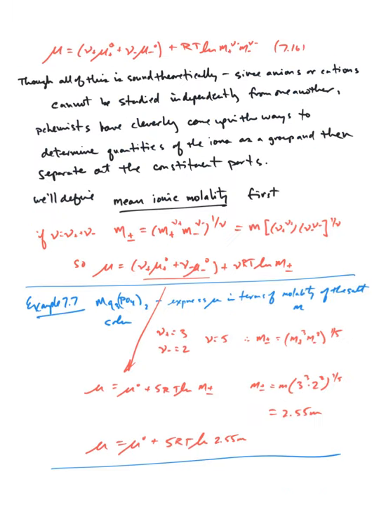Now, as I have here this theoretical expression 716 that sort of breaks apart constituent chemical potentials as being separate from each other. Now we know you can't study anions or cations independently from one another in solution. You can't just sprinkle in some sodiums into water and not have the chlorides along for the ride, or whatever your counter ion is. Well, p-chemists are clever, and they've cleverly come up with ways to determine the quantity of the ions kind of as a group, and then we'll separate out the constituent parts. So we're going to define something called the mean ionic molality.